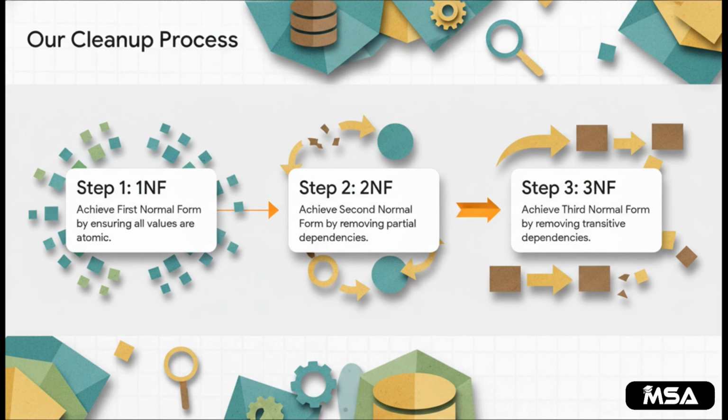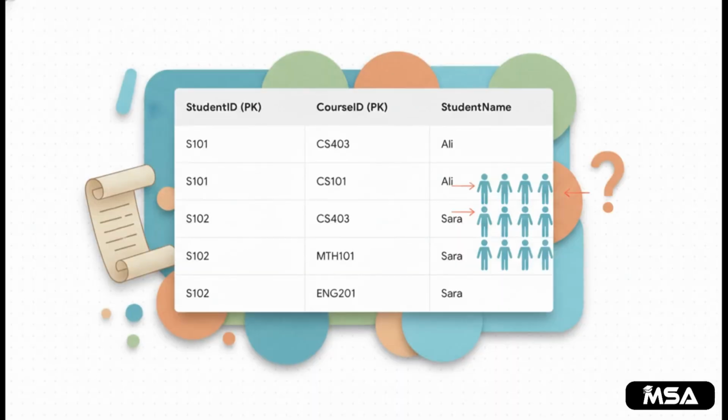We'll tackle each problem one by one, starting with first normal form, then moving to second, and finally third normal form. Okay, step 1, first normal form. The rule is simple. Every cell must contain a single atomic value. No more lists. So we break up the courses into separate rows. Great, we solved one problem.